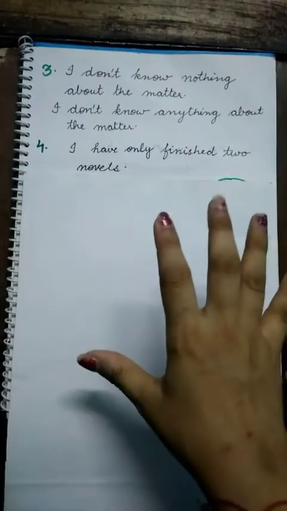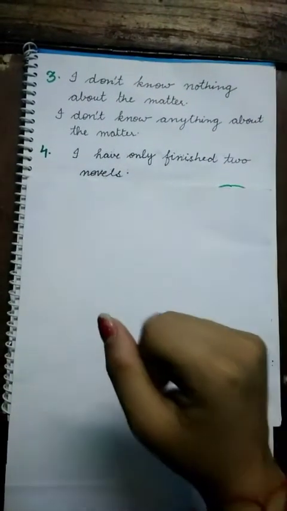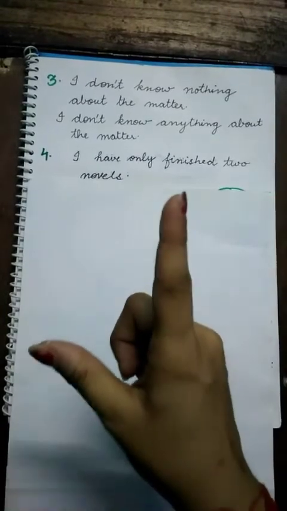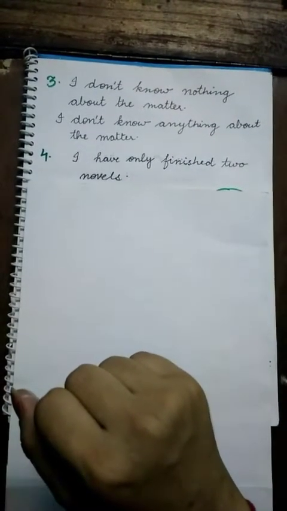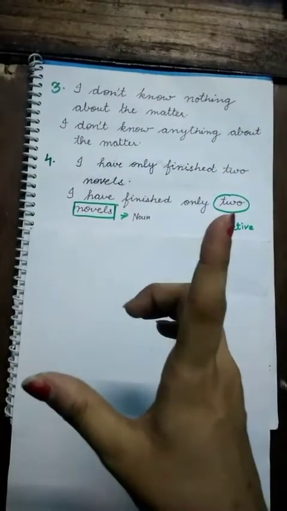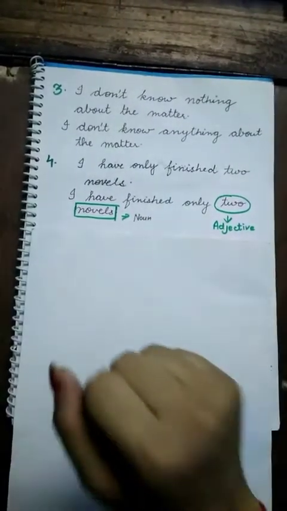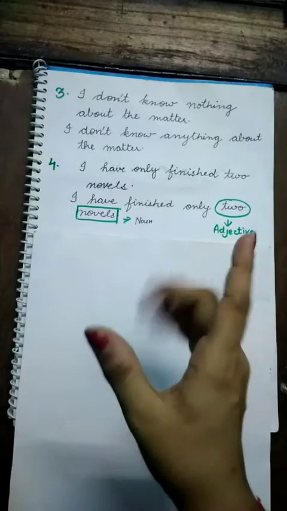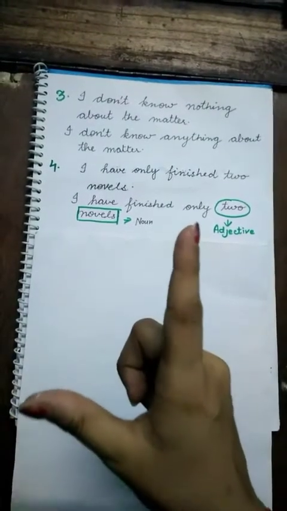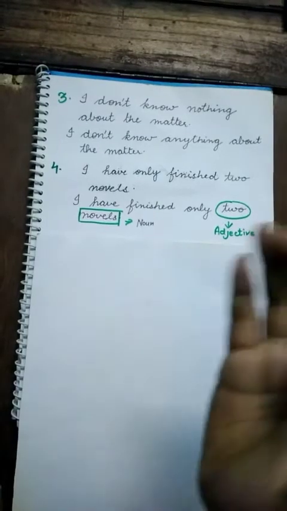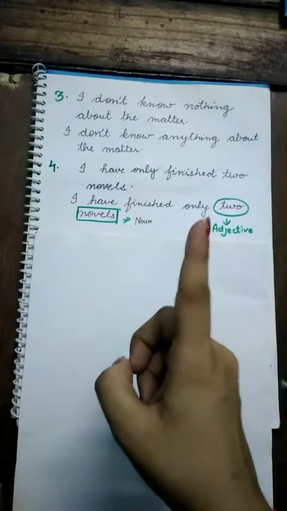I have only finished 2 novels. Now tell me what is the adverb in this sentence. Very good. Only is an adverb. Now check the position of the adverb in the sentence. Yes, it is incorrect because only is an adverb of degree and it should be placed before the adjective it modifies. So, we will change the position of the adverb only and place it before the adjective in the sentence. So, the sentence will be, I have finished only 2 novels.